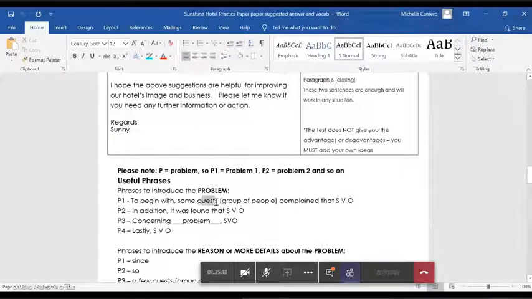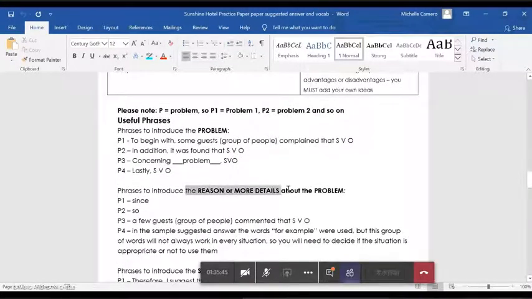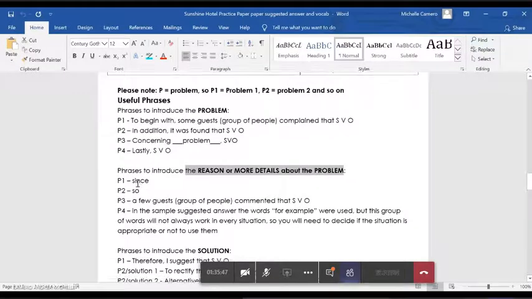Remember, it might not always be guests. Because we're talking about a hotel, the customers at a hotel are guests. But if we were talking about a school, maybe the people who complained were the teachers, or maybe the people who complained were the students. So you might have to change the word to match the group of people. And you can say, in addition, it was found that, SVO. You can say concerning, then say the problem, comma, SVO, and then lastly, SVO. Okay, so again, I also gave you phrases you can use to give more information about the problem. So we use since, so, a few people commented that.